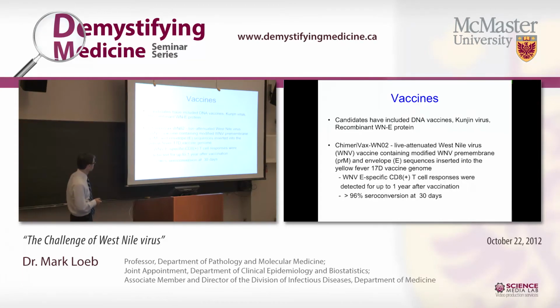In terms of prevention, there have been a number of candidates, like a DNA vaccine, the Kunjin virus, and recombinant West Nile envelope protein, but really the one that's gone furthest is a chimeric vaccine that uses the backbone of a yellow fever vaccine genome and uses sequences for the envelope and the membrane protein.